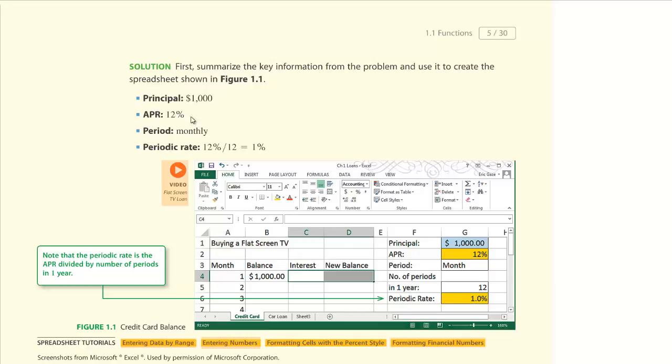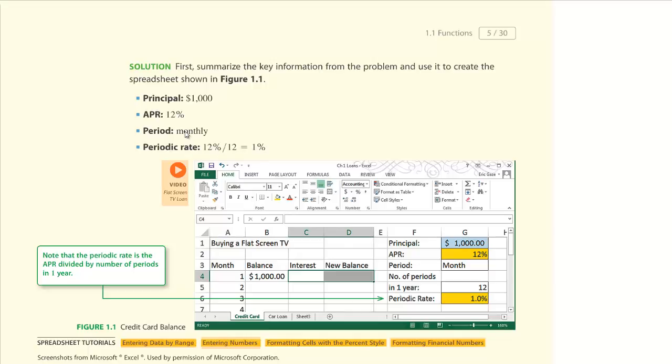Okay, so for this simple example, we're going to borrow $1,000. That's our principal. The APR is going to be 12%. We're going to have the interest compounded monthly, so that's the period. So the periodic rate is always the APR divided by the number of periods in a year, so 12% divided by 12, and our periodic rate is going to be 1%.